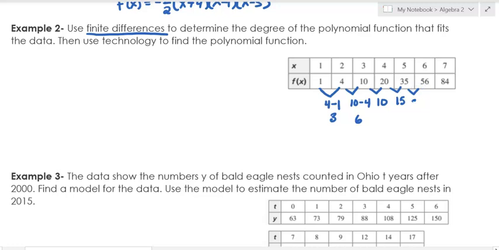56 minus 35 is 21. And 84 minus 56 is 28. So that's the order you do. So I wrote them out right here so you can see my order. I take the right number minus the number just before it.